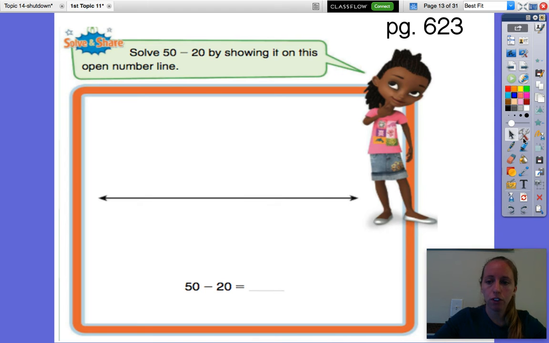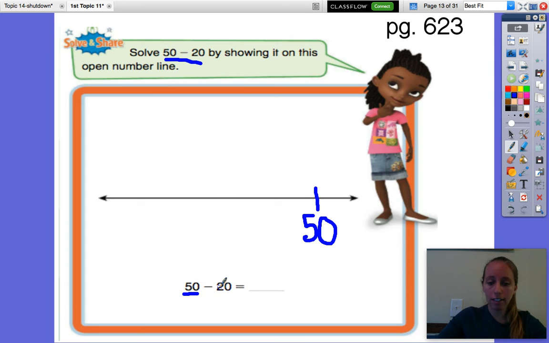So for this first problem, it's on page 623, and it is our solve and share problem. It says solve 50 minus 20 by showing it on this open number line. Okay, so we have 50 minus 20. Now, usually when we use an open number line, we start over here. That's because we've always been adding on our number line. But when we're subtracting on a number line, we're actually going to put our first number, which is 50, down at this end. Okay, so 50 minus 20.